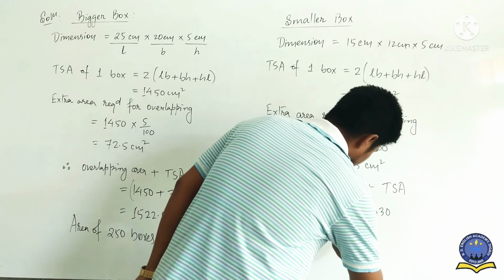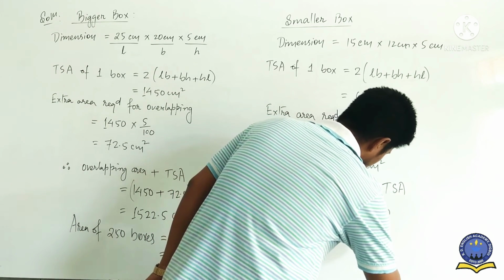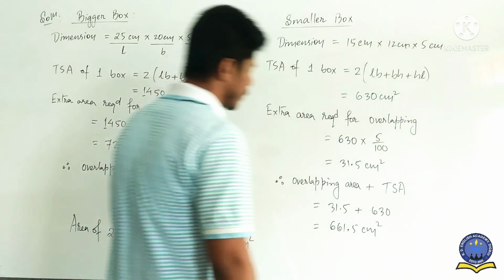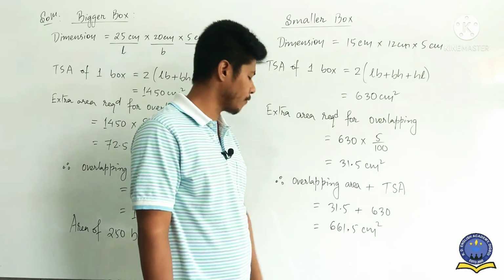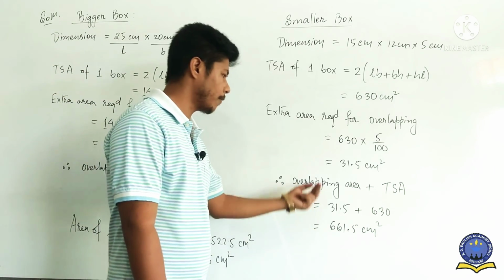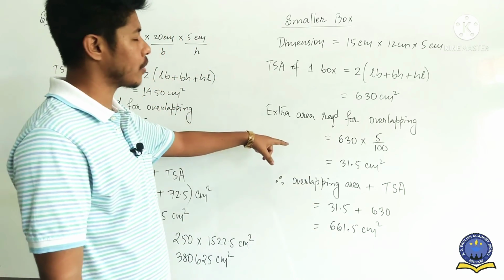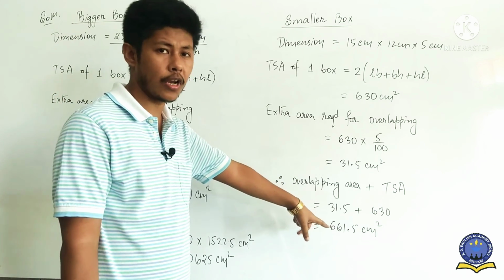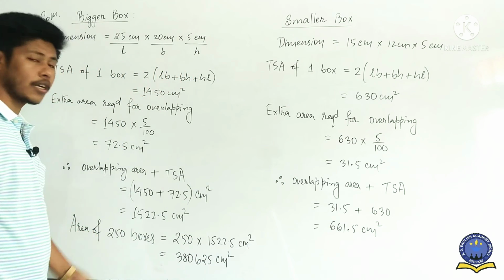So that's why here we have to write 661.5 centimeters square. Is it clear? So if you add these two, then we get 661.5 centimeters square. So now here, for one box including the extra area, this is for the smaller one.